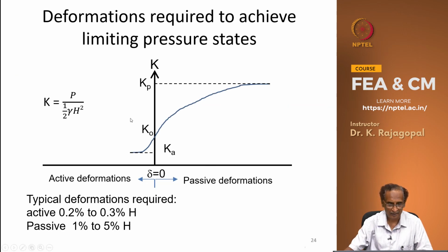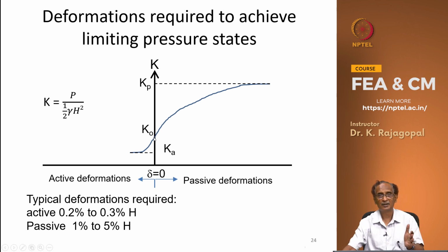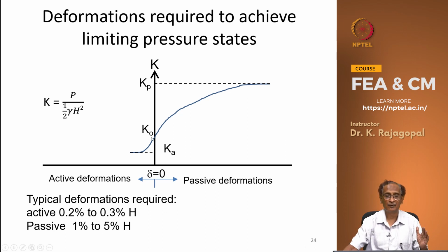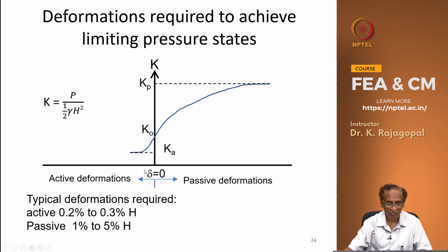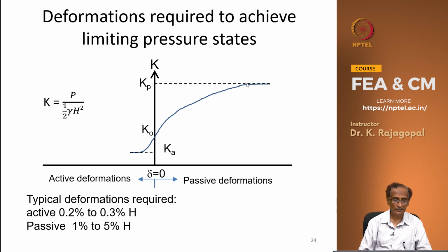And from our earth pressure theory, we know that if you deform the wall away from the soil, you develop some active pressure state, and if you push the wall into the soil, you develop passive earth pressure state, and the magnitudes of deformation that we require for active state are very small, whereas for passive pressure they are very large, of the order of about 1 to 5% depending on the type of soil.